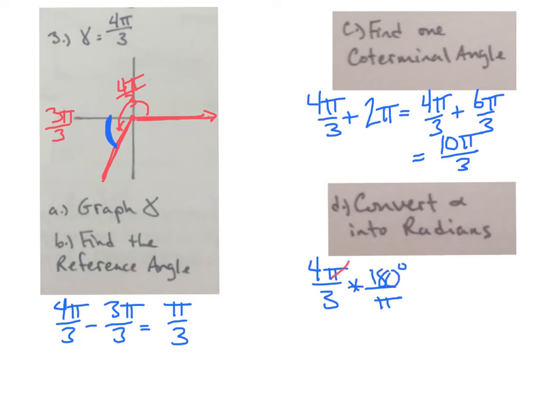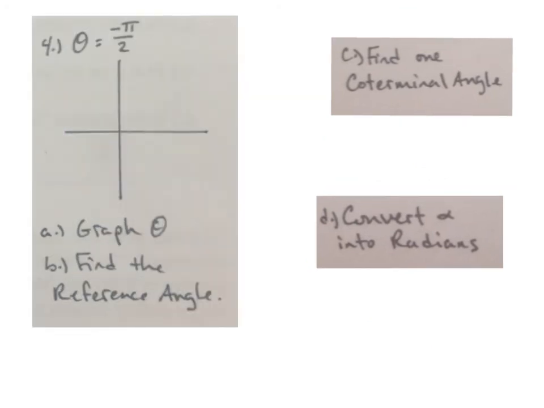This way, the pi's are going to cancel, and we just multiply. 4 times 180 is 720 degrees. And in the denominator, we've got 3. So when we divide by 3, you'll get 240 degrees. Lastly, we've got theta as being negative pi over 2. So once again, start with our initial side as the positive x-axis. And now we're going to rotate pi over 2, but we're going to go negatively. So that means we have to go down pi over 2.